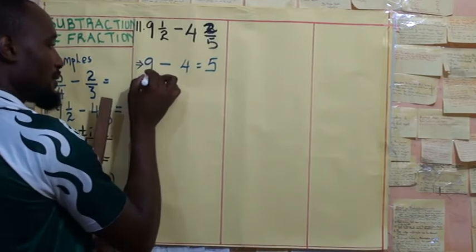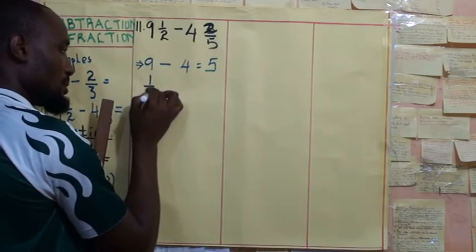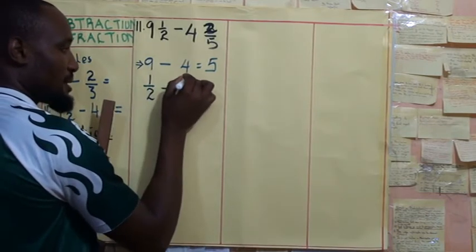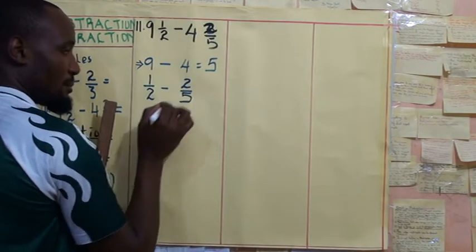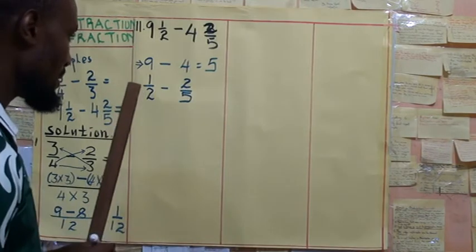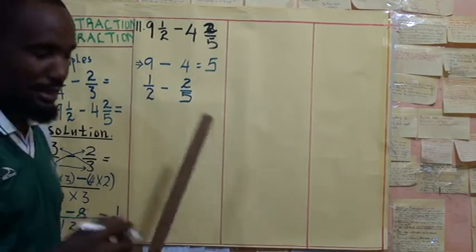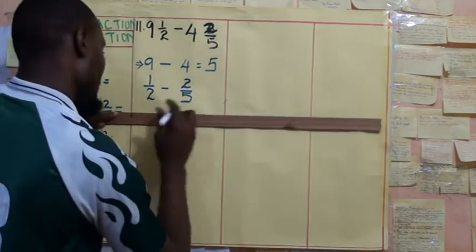You come to the fraction 1 over 2 minus 2 over 5. Minus 2 over 5. Now, what did I say you do? Make a straight line.